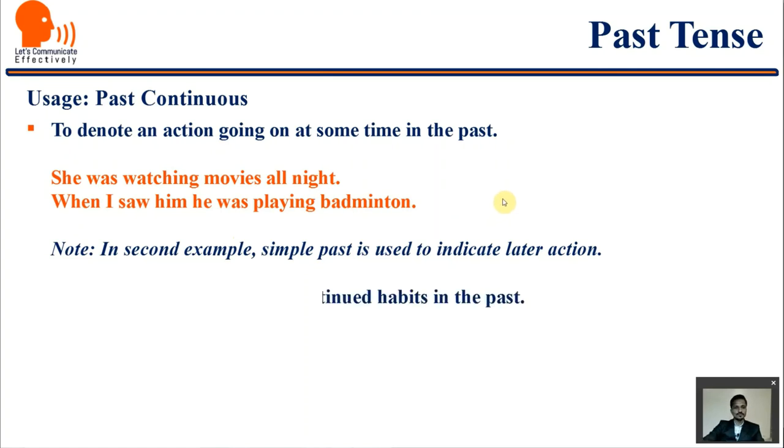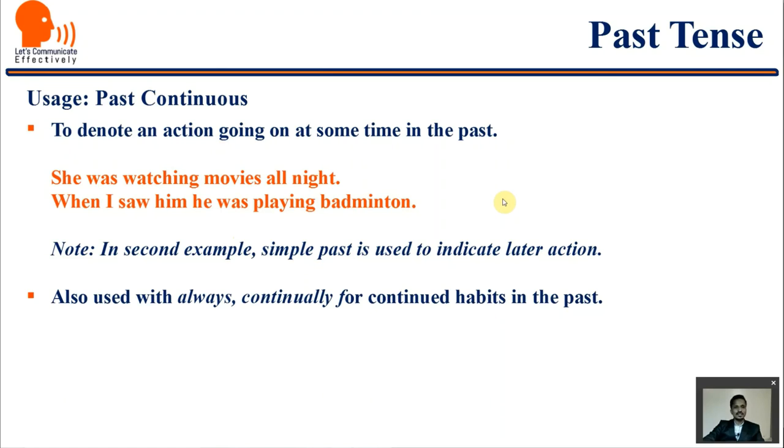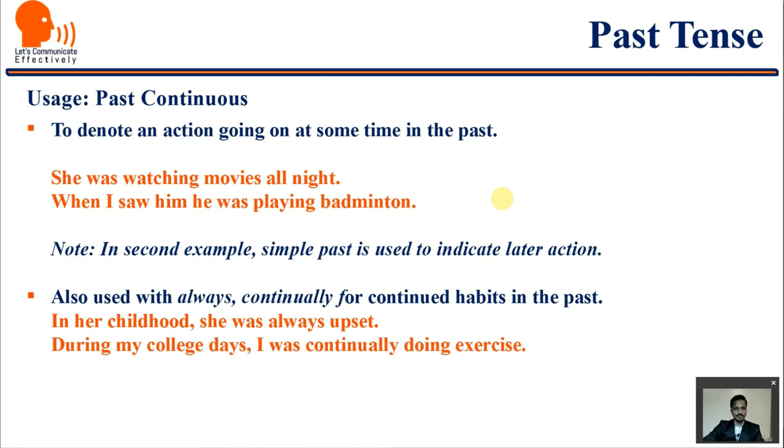Also, this past continuous is used with always and continually for continued habits in the past. Like, in her childhood, she was always upset. During my college days, I was continually doing exercise. Now just keep in mind that for these particular sentences, we also use used to instead. Like, in her childhood, she used to be always upset.